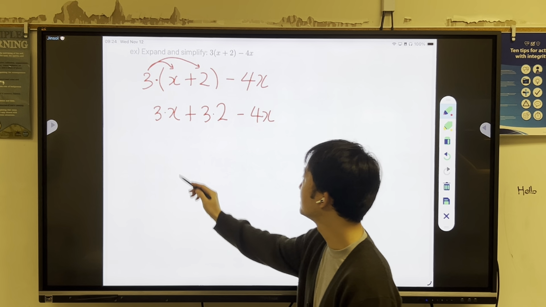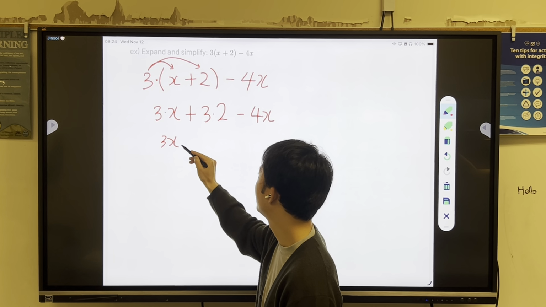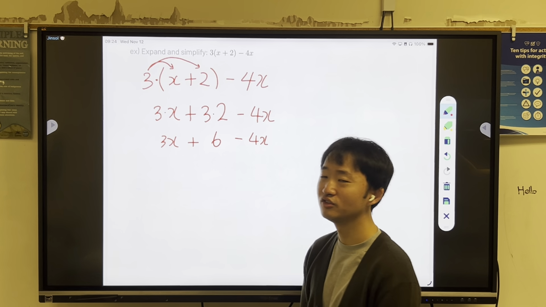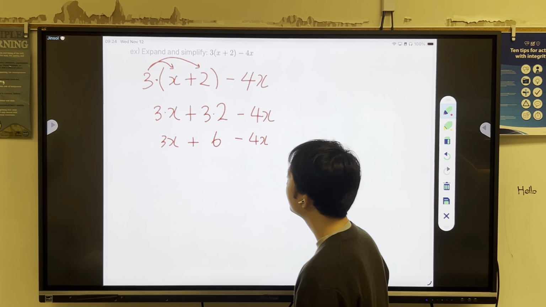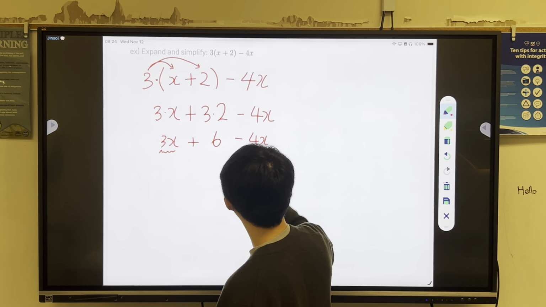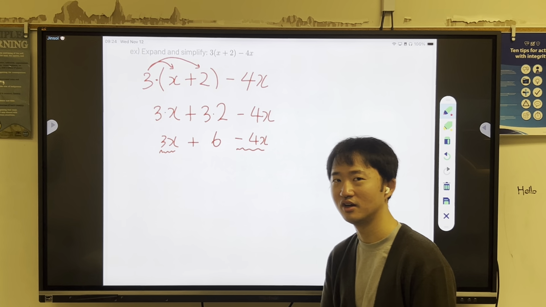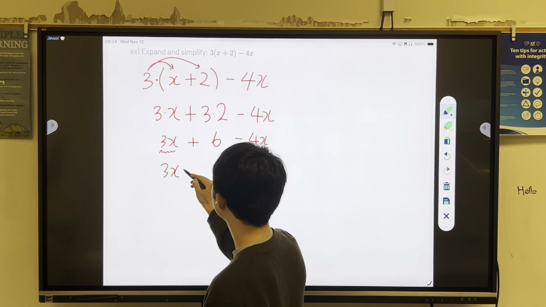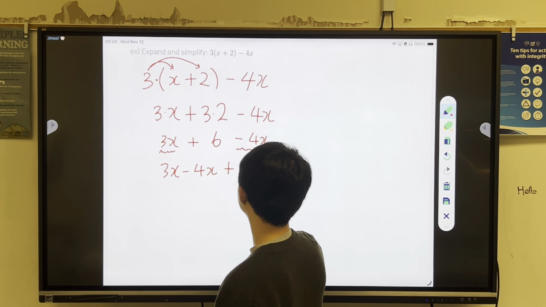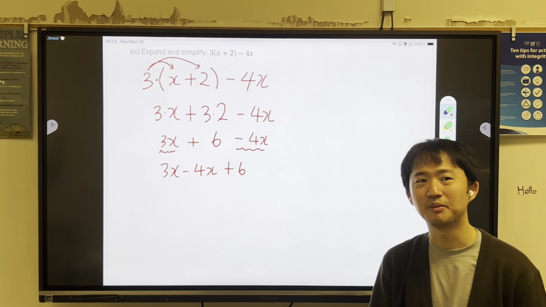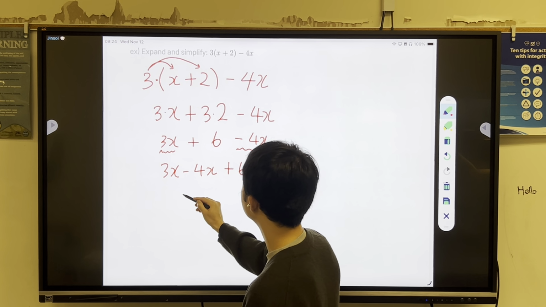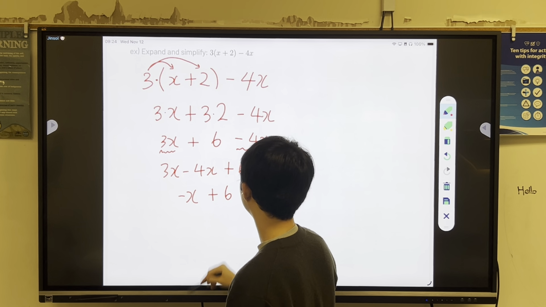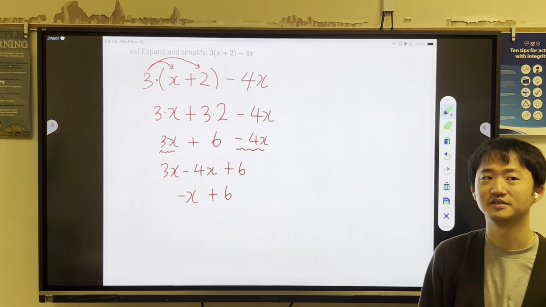Now let's simplify that a bit. So that's just going to be 3x. 3 times 2 is 6. And I think we can do a similar problem as before, we can collect like terms. I noticed that 3x and minus 4x are like terms because they share the same variable. So let's put them together first. 3x minus 4x plus 6. And 3 apples minus 4 apples tells us it's negative 1 apple. So I'm going to write it as negative x plus 6. And that's our final answer.